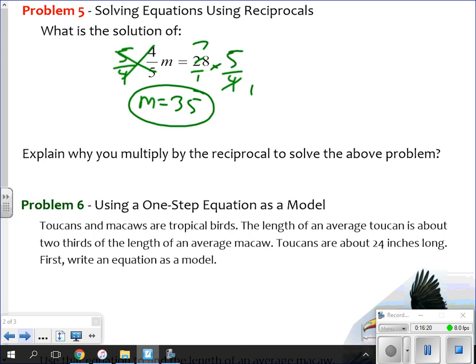Okay, now we get to the fun one. Oh, wait. Why do you multiply by the reciprocal in the above problem? Here's why. To get 1. That's the only reason you multiply by a reciprocal, to make it 1. That's what reciprocals do.